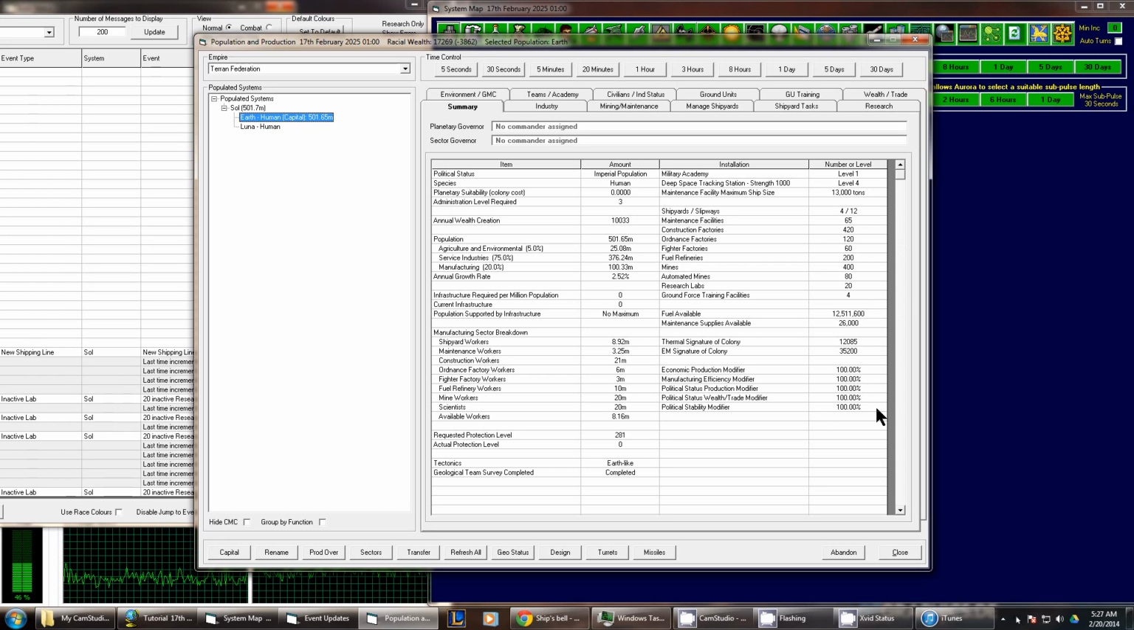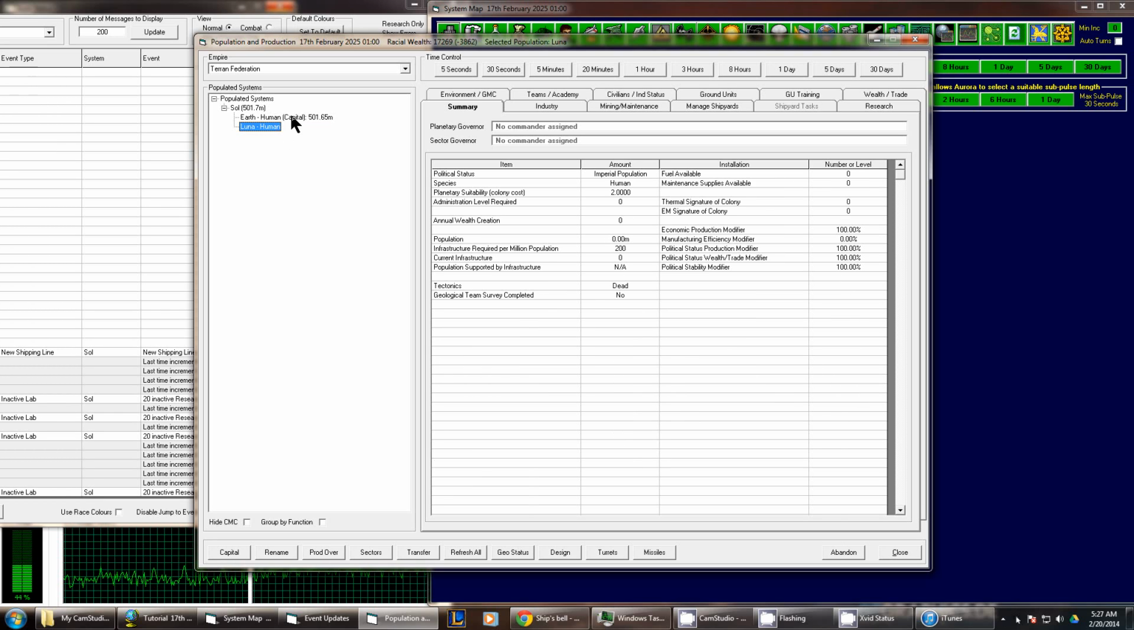And then modifiers. Economic production, that's based on wealth. Are you in debt at all? Manufacturing efficiency, I don't remember what exactly modifies that. Oh no, that's people. How many people you have here? If you have a shortage of workers, that will go down, incredibly so. So there's no one here working on Luna, so it's at 0.